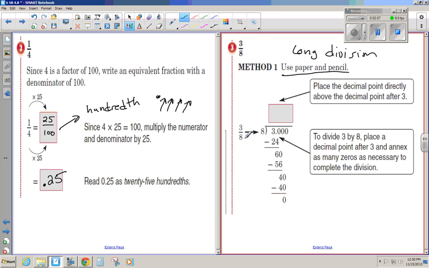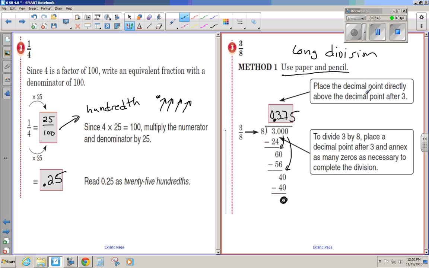So 3/8 gets set up like this. How many times does 8 go into 3? 0 times. How many times does 8 go into 30? 3 times, and don't forget your decimal. It's 24, that's 6. Bring down a 0. 60. How many times does 8 go into 60? Well, that should be 7 times. 56, that's a 4. Bring down another 0. And 5. 5 times 8 is 40, and you get a remainder of 0.